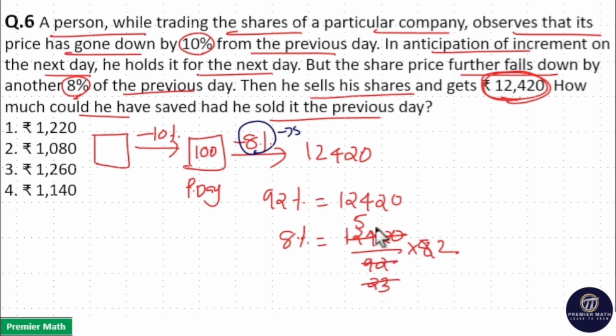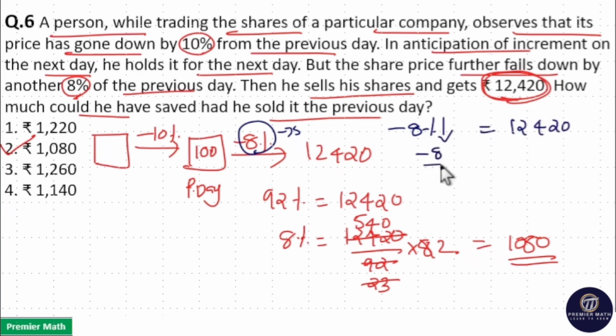So 23 goes 4 times in 92 and remaining 0. So 8% value is equal to 540 into 2, 1080. Option 2 is your answer. Actually, you can solve it using this 8%. This 8% reduction leads to this 12,420 value.